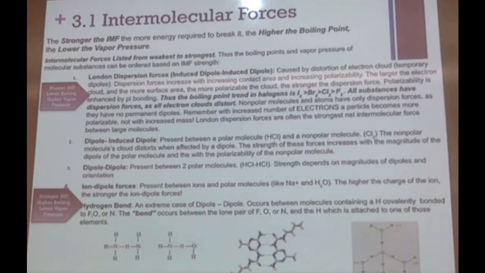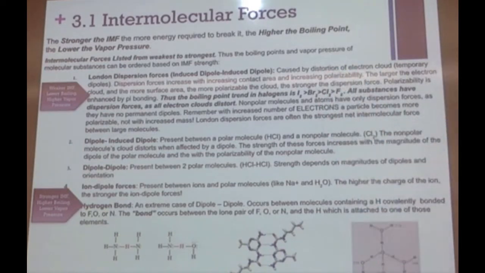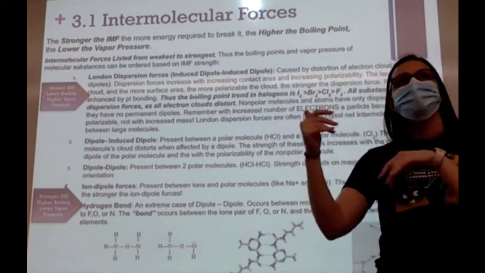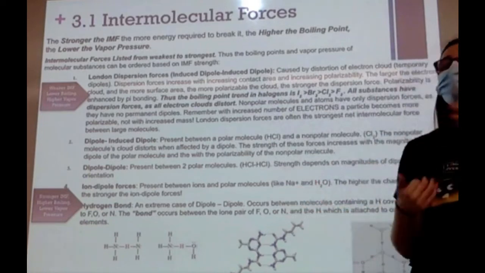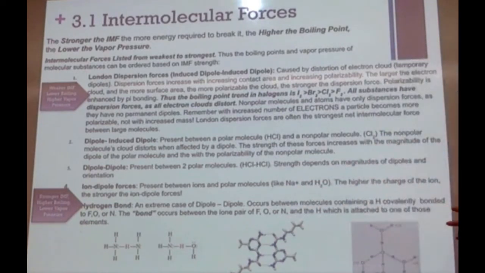Remember, dispersion forces exist between all molecules. Dispersion forces are caused by the electron cloud being distorted. So the charge in an electron cloud is being moved to one side or another. It creates a partial positive and partial negative side, but it's temporary.